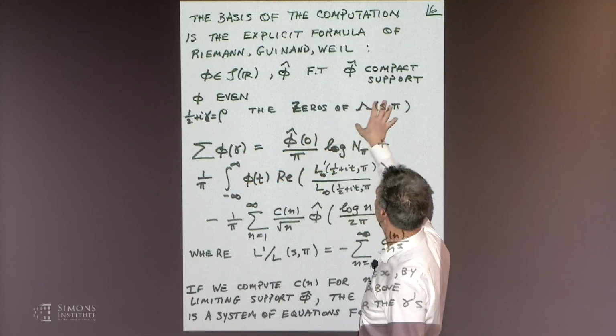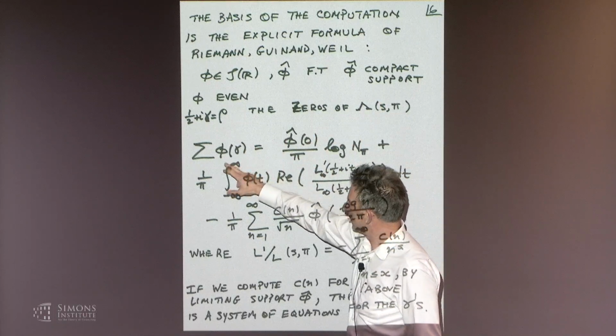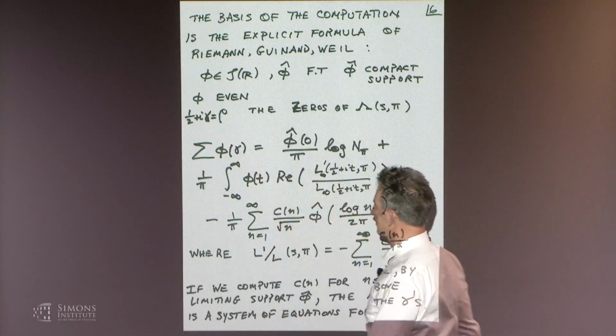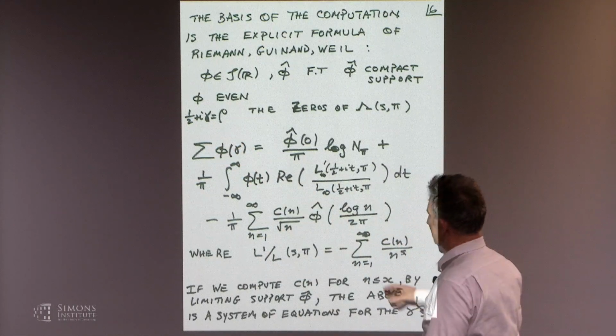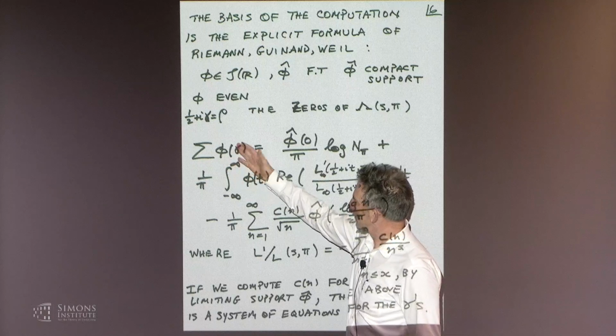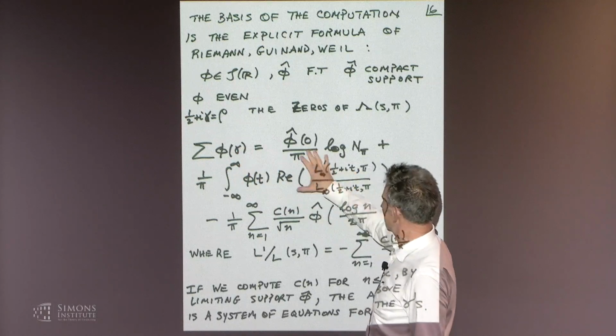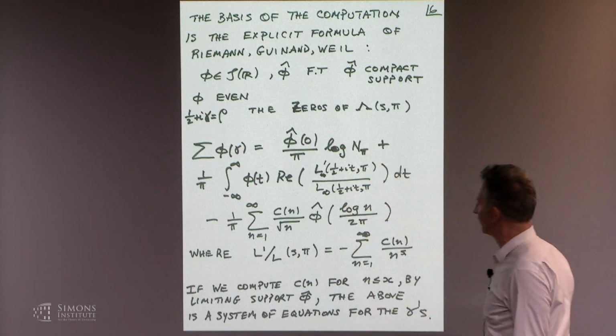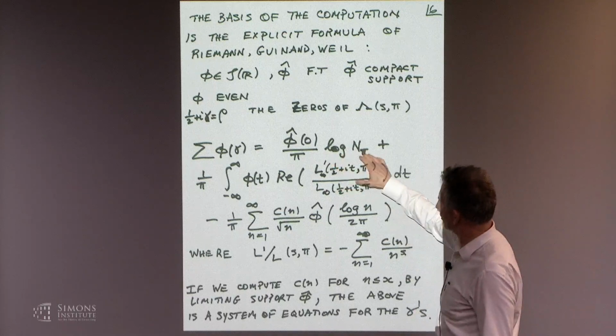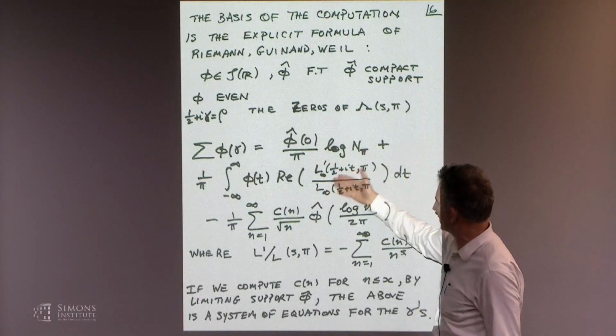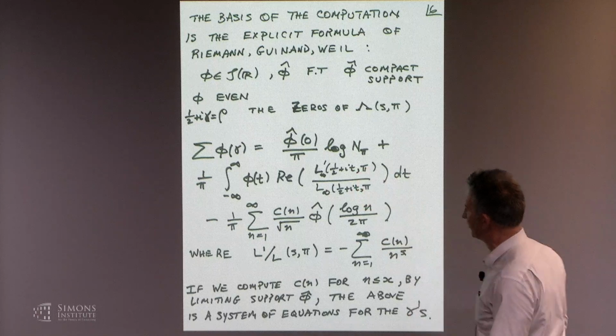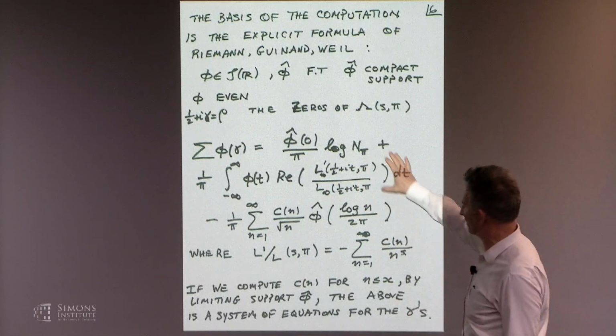So phi hat is compact support, even. Then the sum over the gammas of phi, so that's a formula for some expression involving the zeros, is given explicitly. This is called the explicit formula. It's given by the log of the conductor times phi hat of 0, then a logarithmic integral involving the Archimedean factor, all of which are easy to compute.